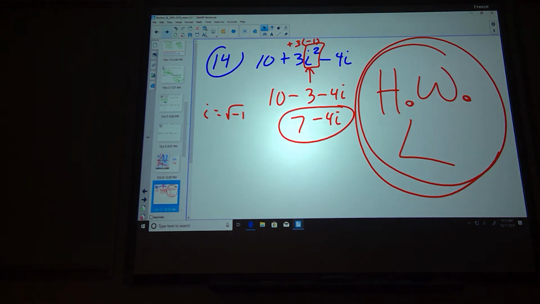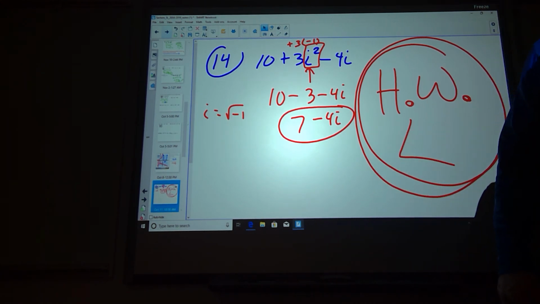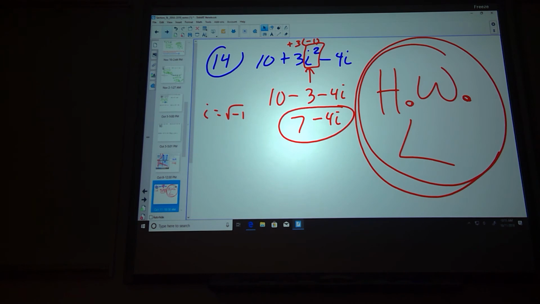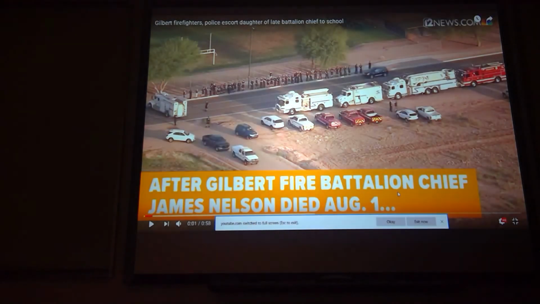So a friend of mine in Arizona, he was a captain for the Gilbert Fire Department, which Gilbert, Arizona is part of, it's one of the suburbs of Phoenix. So he passed away this summer. He had a brain aneurysm, brain bleed. It basically made him stroke out and die. His daughter is your age.